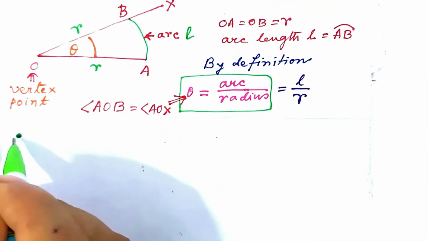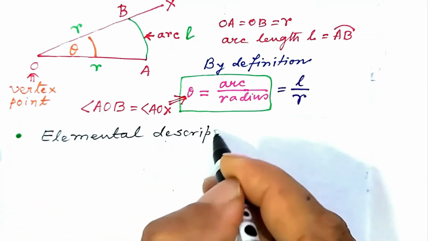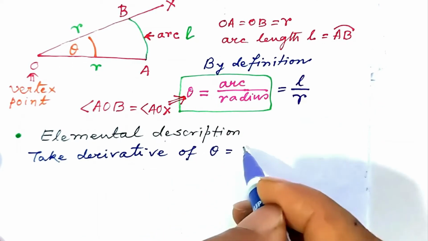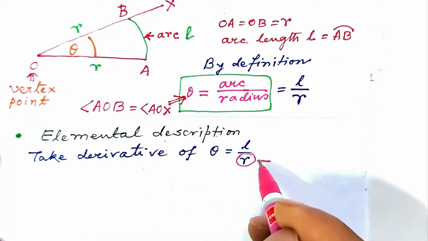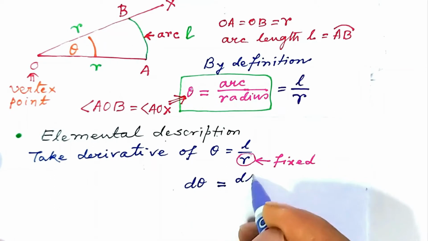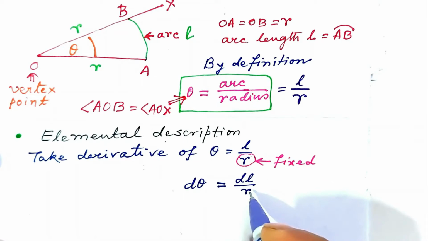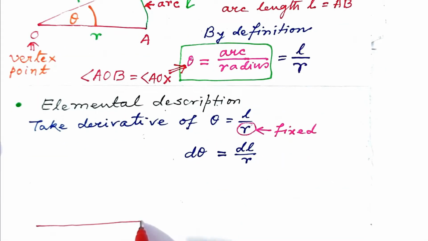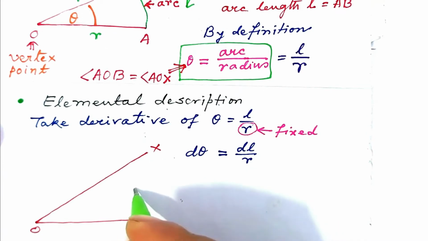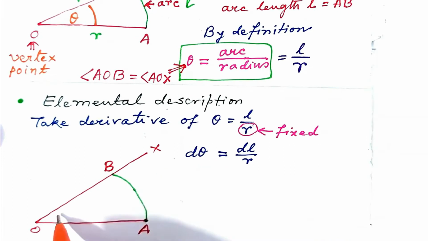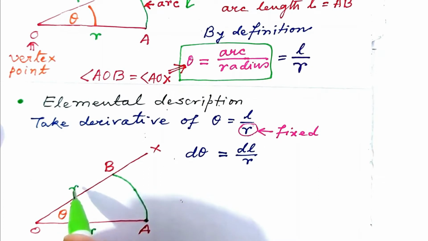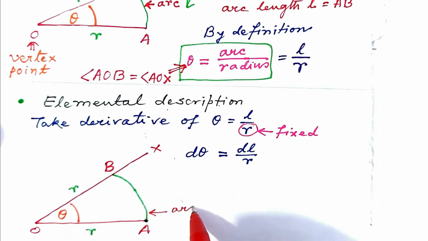Let us now switch over to an elemental description of angle. Take the derivative of the relation theta equal to L by R, where R is constant, fixed. So d theta is dL by R. Let us show the elemental description through a diagram. This is OA, this is OX, and this is the arc we talked about, arc AB. This is angle theta. OA is R, OB is R. This arc is of length L.